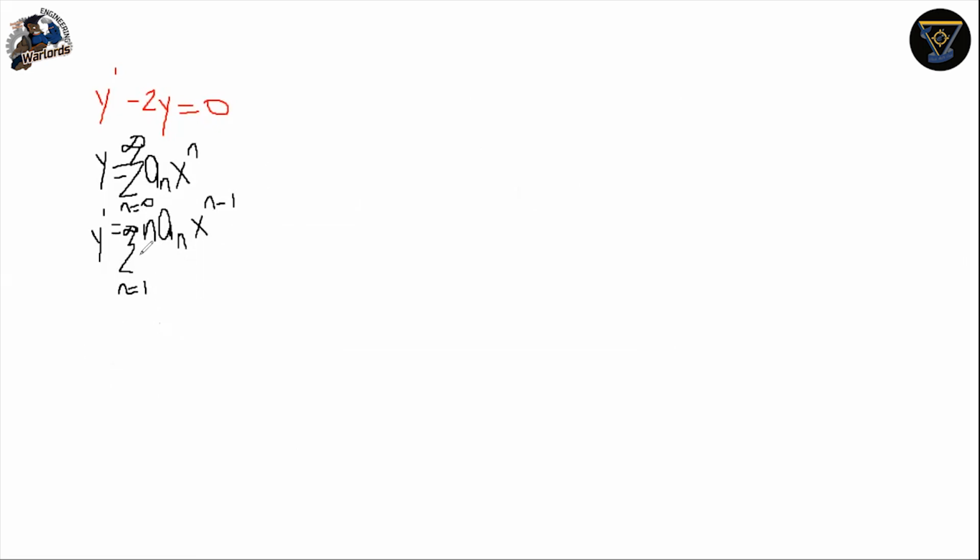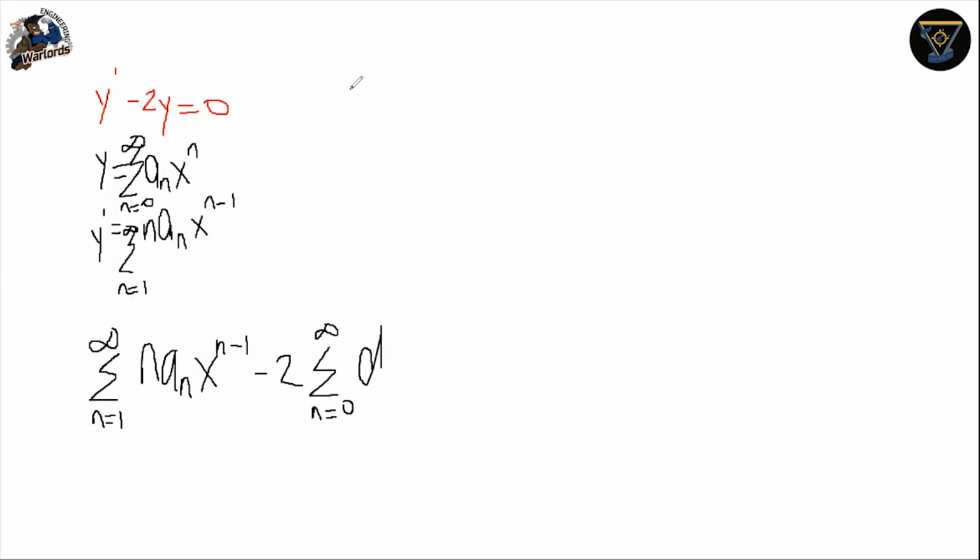Okay, so what we need to do now is just to sub everything that we have in here. So y prime is a summation from n equals 1 to infinity of n a_n x^(n-1), and then we have minus 2 times the summation from n equals 0 to infinity of a_n x^n, and this is equal to 0, right?